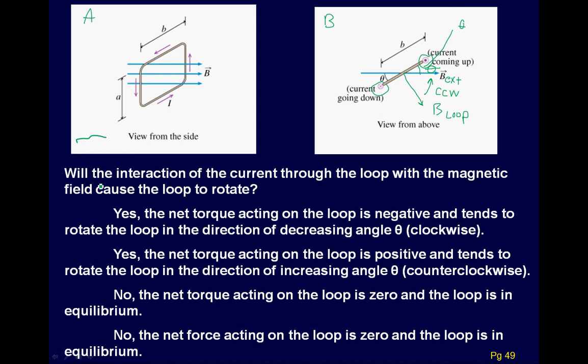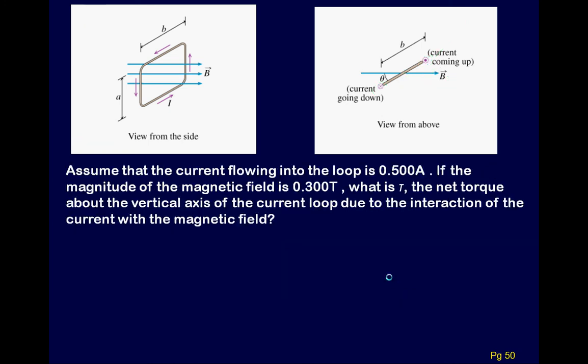The first question says, will the interaction of the current through the loop with the magnetic field cause the loop to rotate? It will cause it to rotate. Again, the magnetic field of the loop wants to line up with the external magnetic field, and it's going to want to go in the counterclockwise direction, like I was saying, and this will make the angle theta increase. So you have to be super careful what angle you're talking about. And when we actually do our calculation, you have to be even more careful.